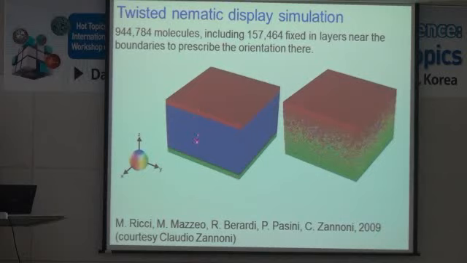So this is the starting configuration. Here we're starting with no field, and the molecules are all pointing upwards in the middle. That's not what should happen. It should be this helical structure.